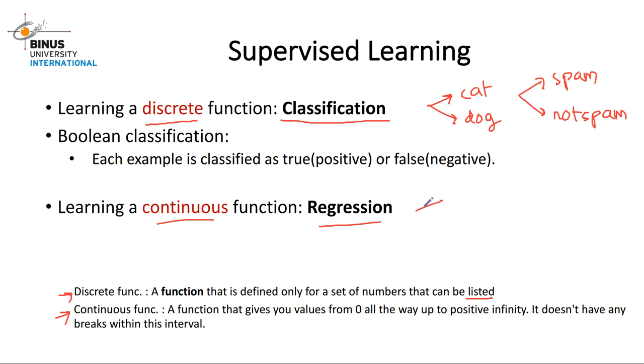How about regression? In regression, you can predict something like this: 1.001, 1.002, all the way up until whatever your maximum is, for example 10. So you cannot differentiate between this number and this number.